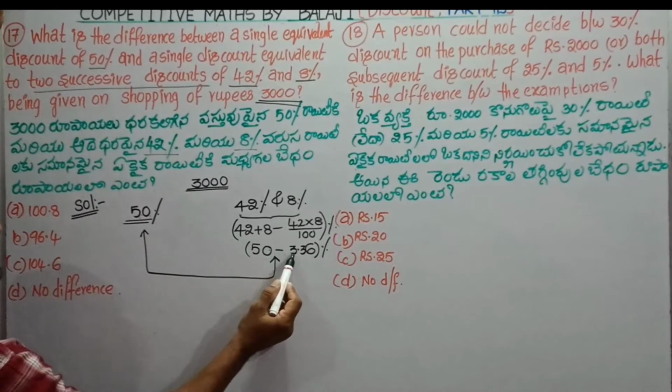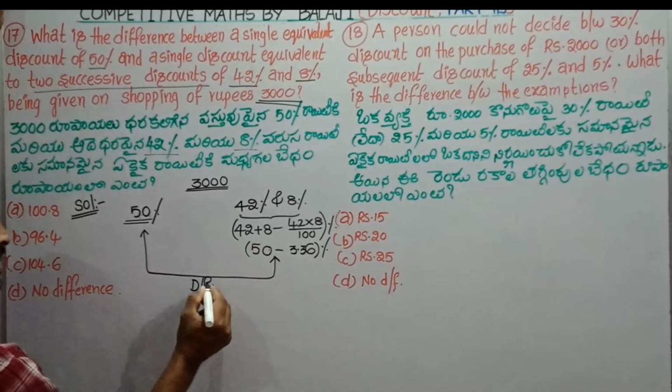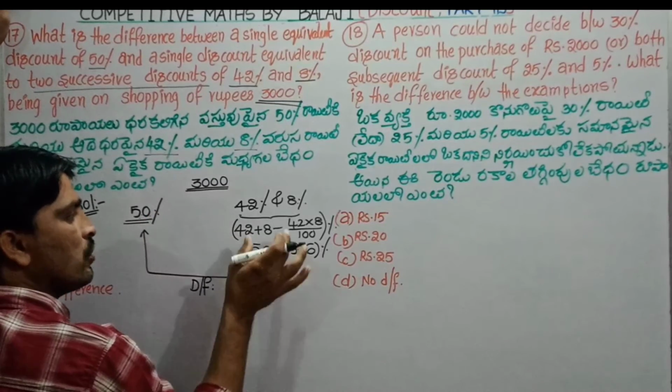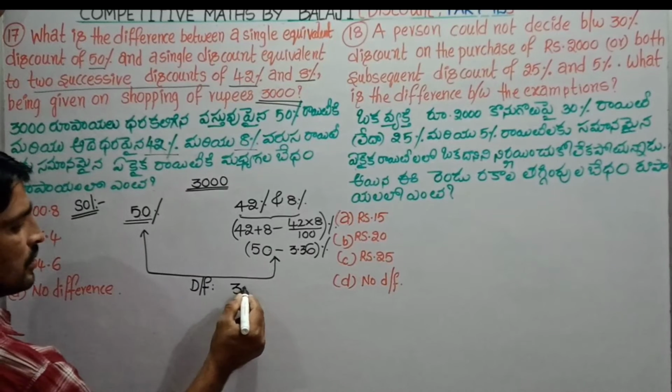50% minus the equivalent. Difference between single discount 50% and single equivalent discount of 42% and 8% is 3.36%.